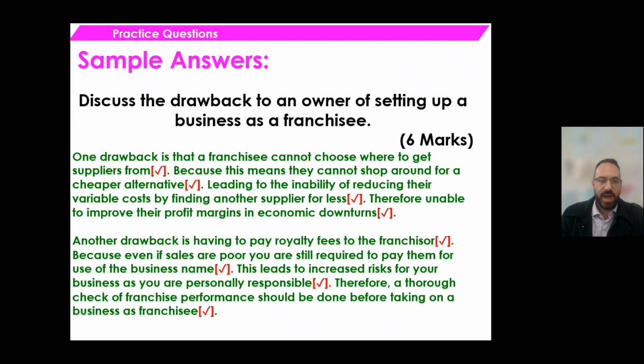Another drawback is having to pay royalty fees to the franchisor, because even if sales are poor, you're still required to pay them for the use of their business name. This leads to increased risks for your business as you are personally responsible. Therefore, a thorough check of franchise performance should be done before taking on a business as a franchisee.